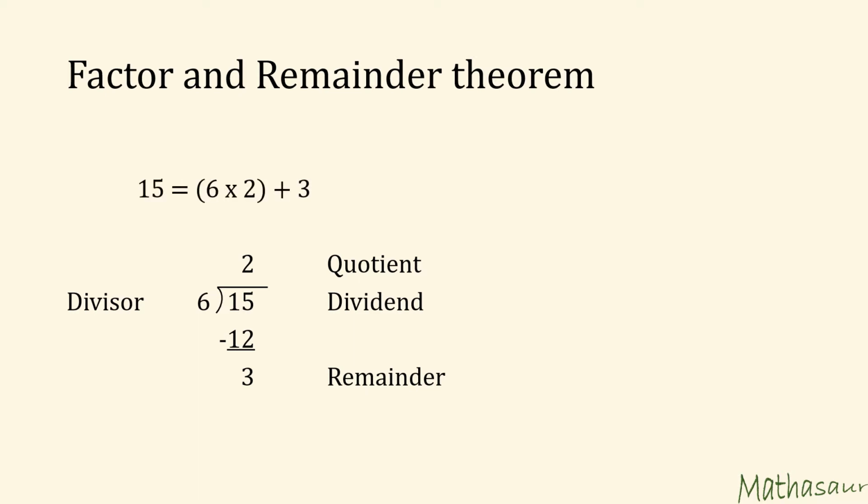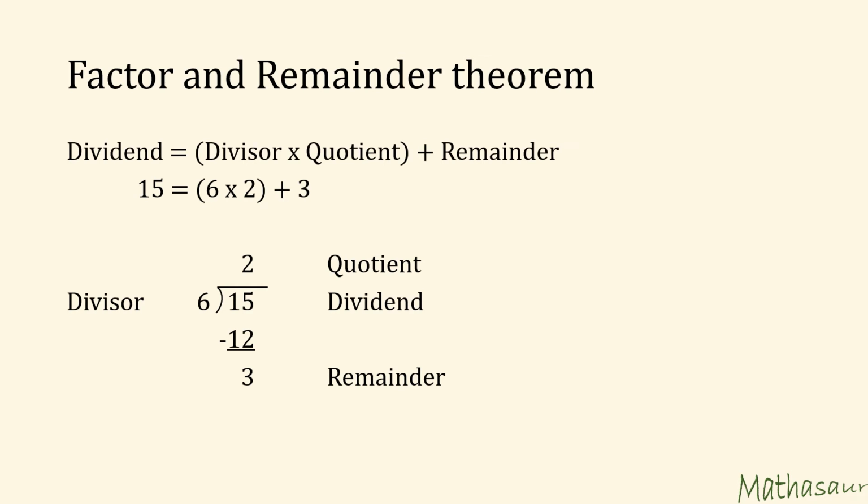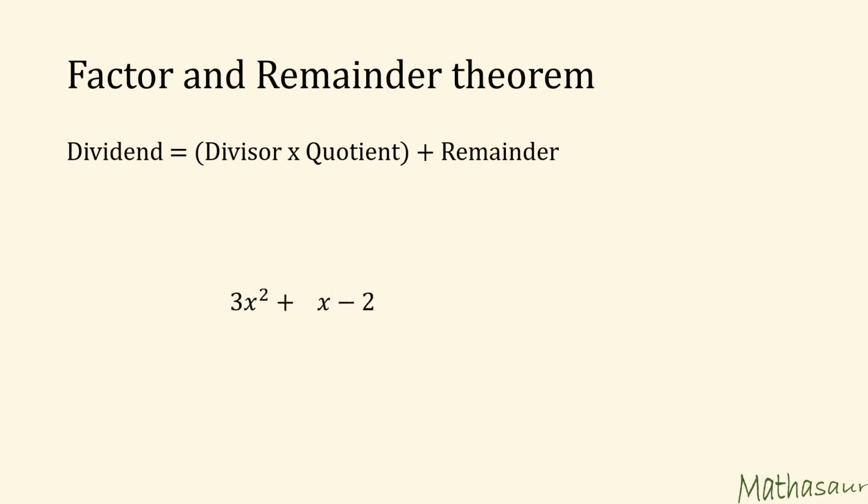So we could write 15 equals 6 times 2 plus 3, or dividend is equal to divisor times quotient plus remainder. Let's take a polynomial 3x square plus x minus 2. Let us divide this by another polynomial x minus 1.